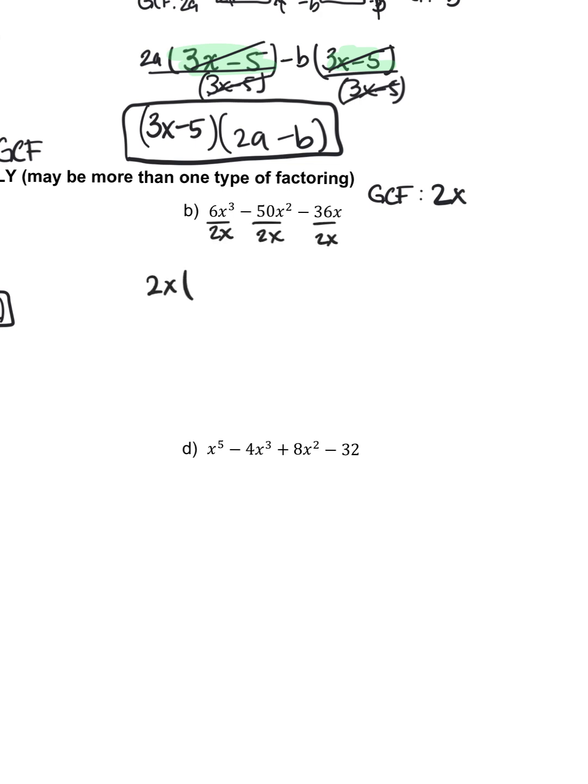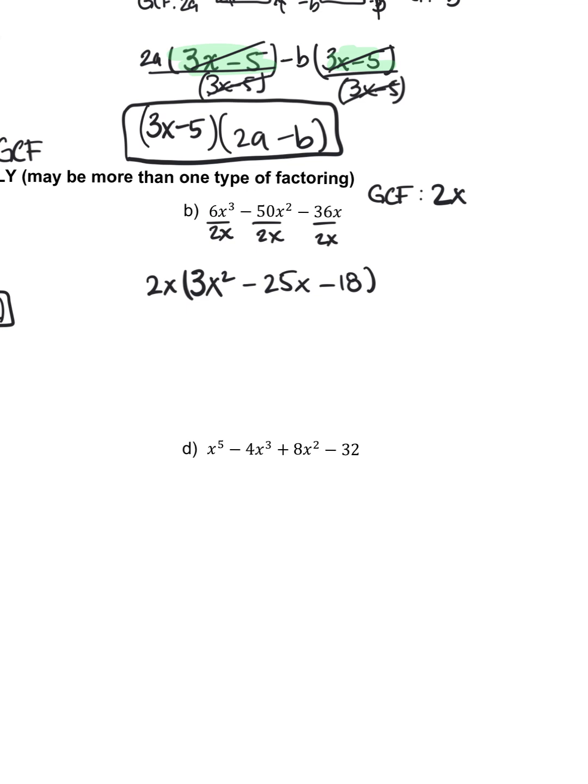2x out here. 6 divided by 2 is a 3. And that's an x squared minus 25 over x minus 18. Now this is a trinomial, so it has 3 terms, so now we're going to do trial and error.